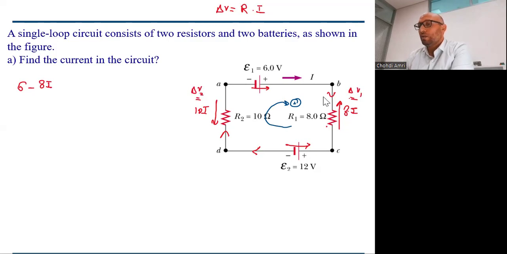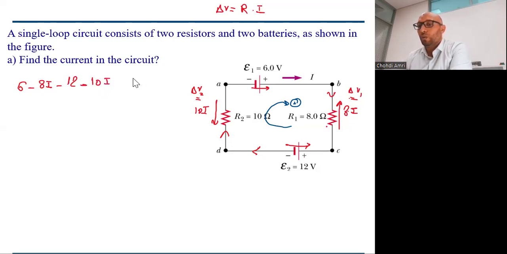Okay, let's continue. Now we have a battery, but the direction of the electromotive force of the battery is opposite to the positive direction of the net. So we can write minus epsilon2, and epsilon2 is 12. Then let's continue. The positive direction is still clockwise, and the delta V2 is downward. So we can write minus delta V2, and delta V2 equals 10I.